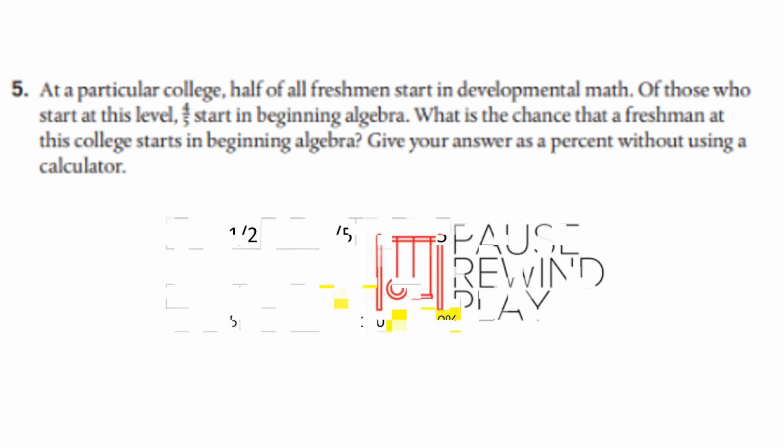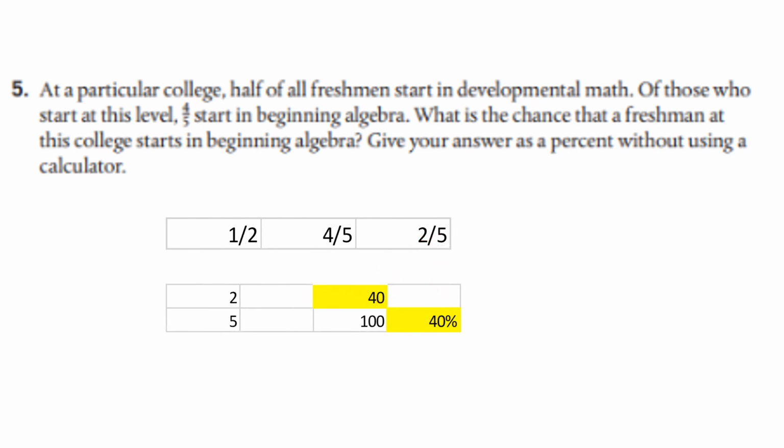Let's see how you did. Okay, so 1/2 of all freshmen start in developmental math, and then of those who start, 4/5 start in beginning algebra. So you're going to multiply these two fractions. You multiply across the numerator and across the denominator. So that is 1 times 4 is 4, over 2 times 5 is 10. So that is 4 out of 10, and that means in lowest terms that is 2 out of 5.